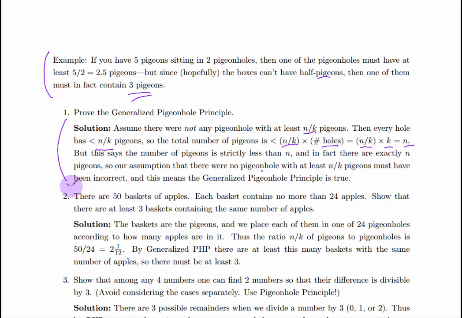Okay, let's look at some problems from this perspective. Number 2, there are 50 baskets of apples. Each basket contains no more than 24 apples. Show that there are at least 3 baskets containing the same number of apples.